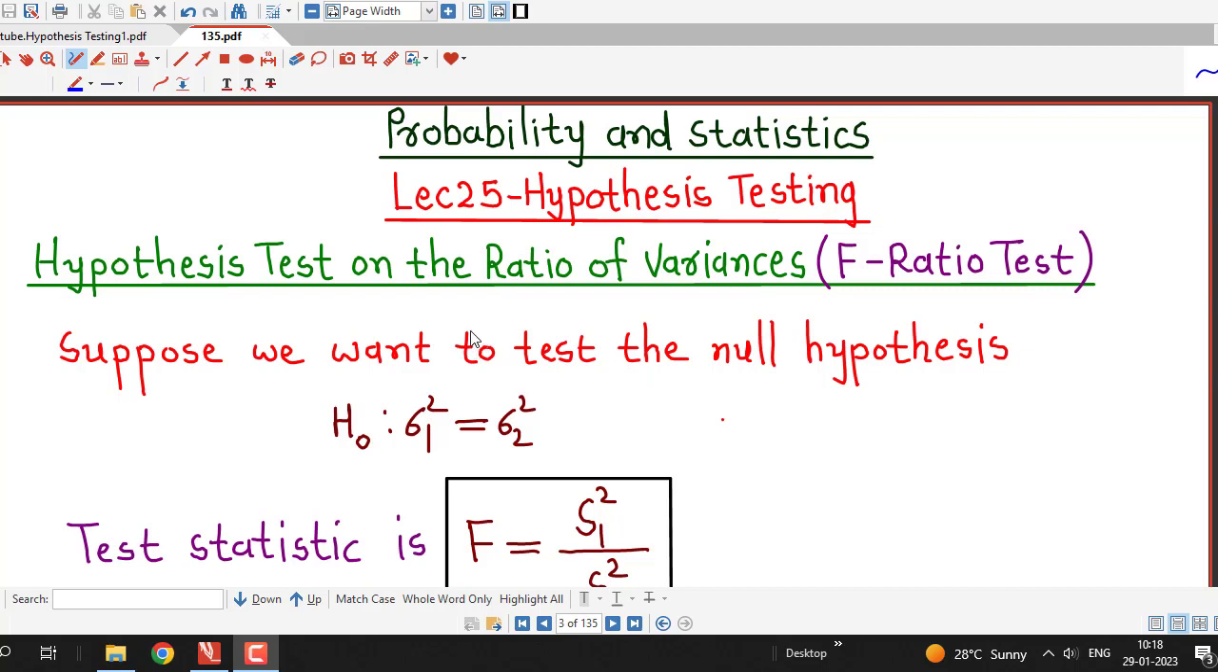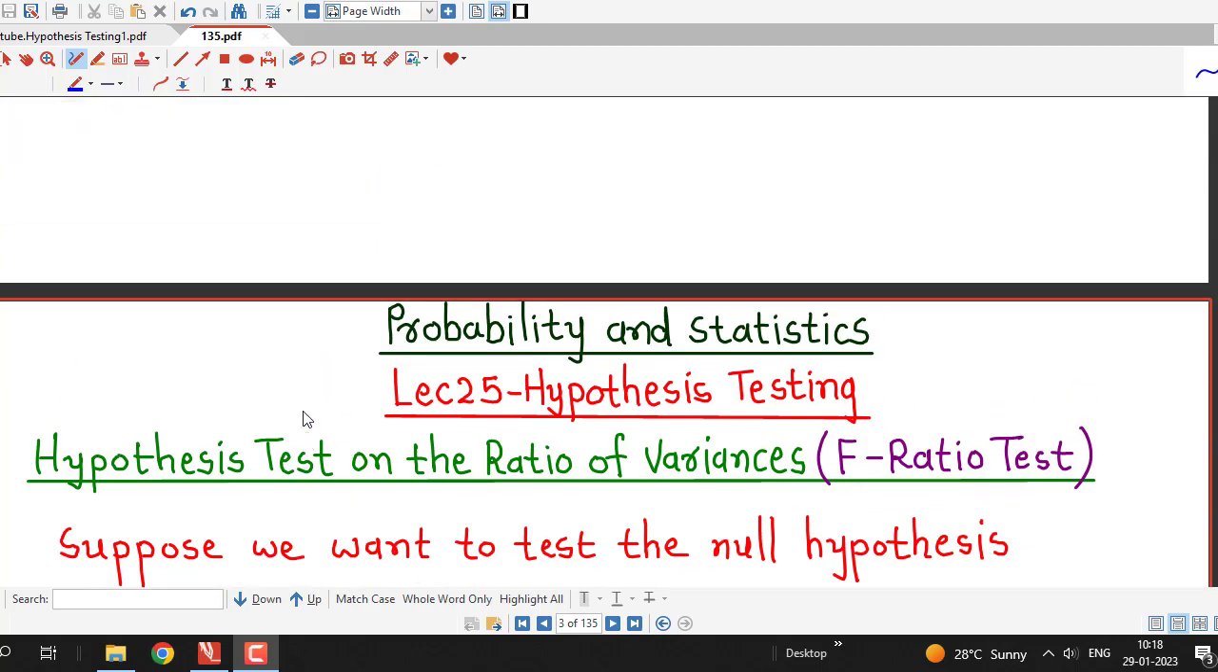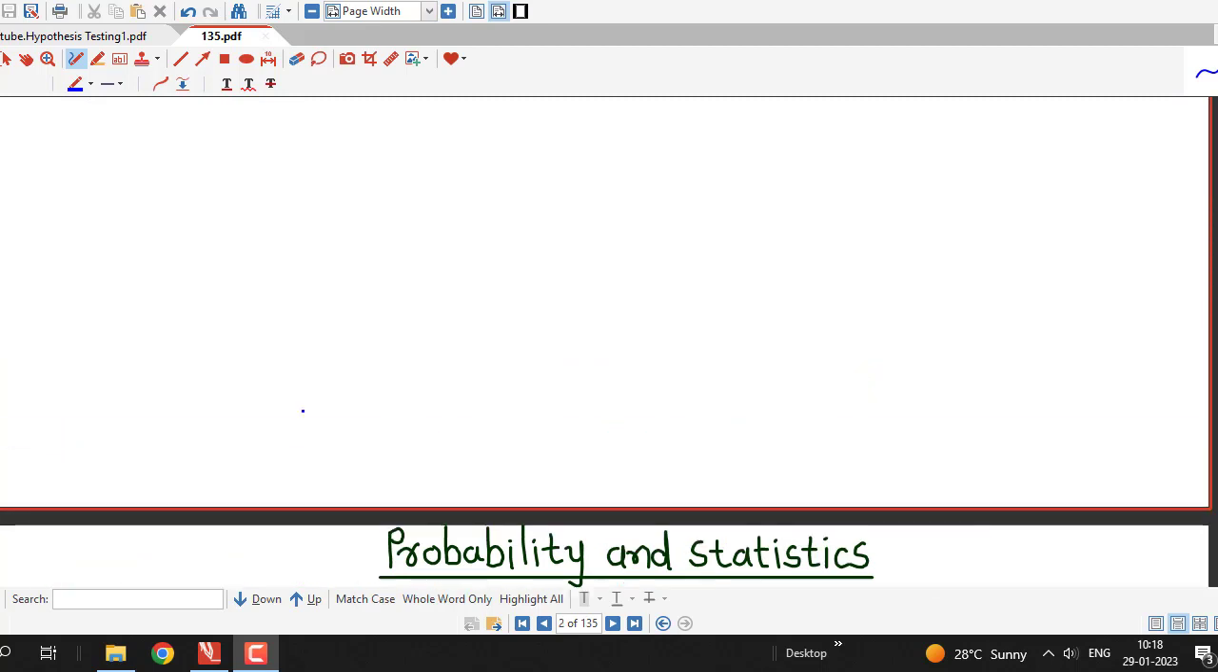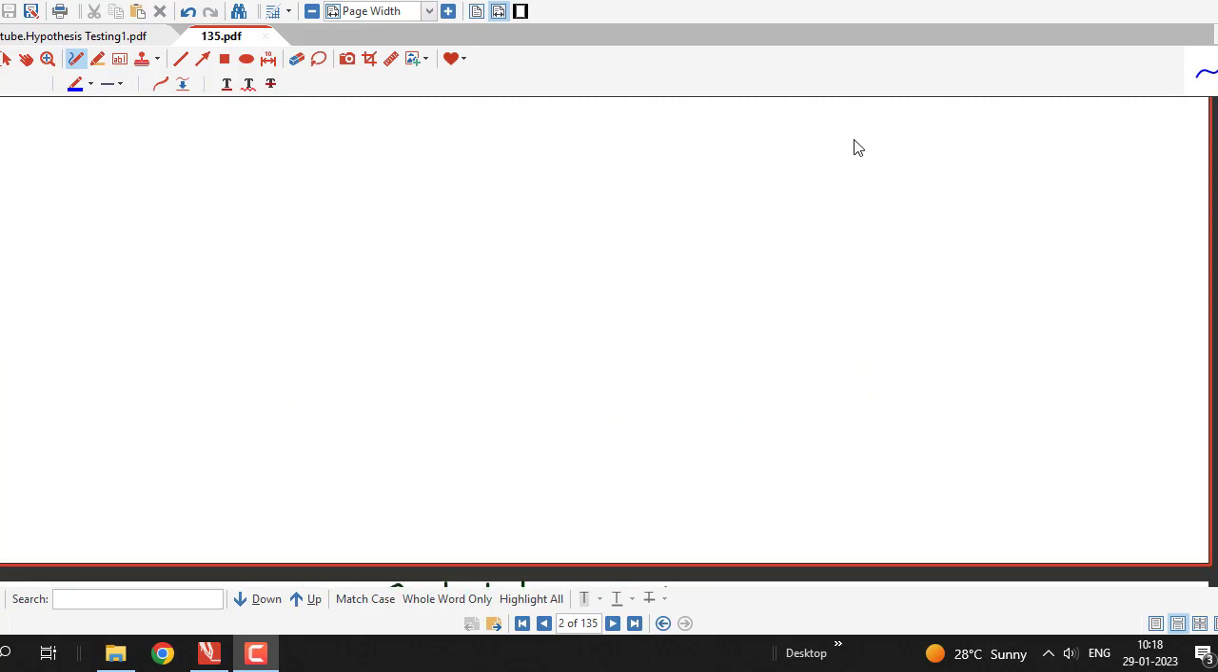In this lecture, we are going to discuss hypothesis test on the ratio of variances, which is also known as F ratio test for the equality of two variances. Now to understand this lecture, you must be familiar with F distribution. You must be familiar with the sampling distribution of the ratio of sample variances.